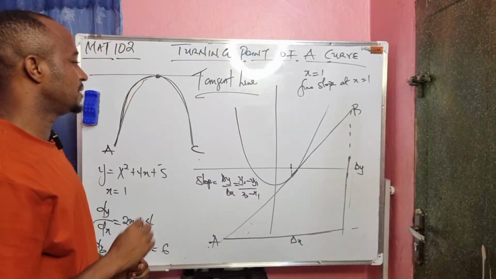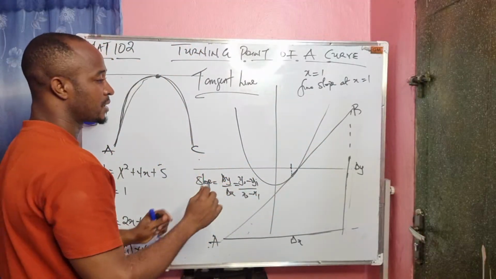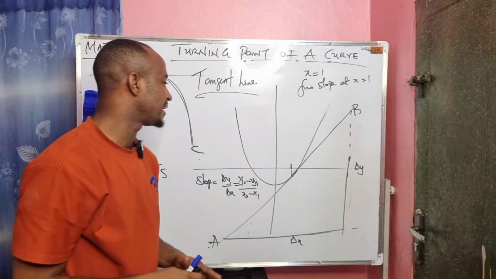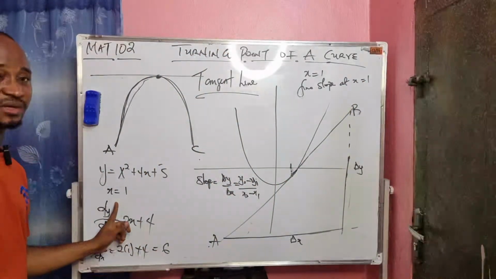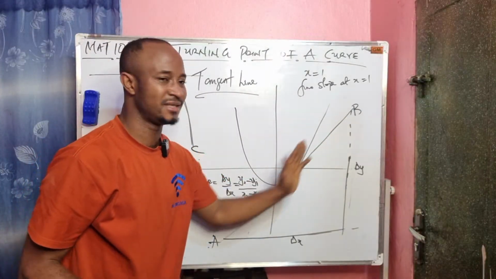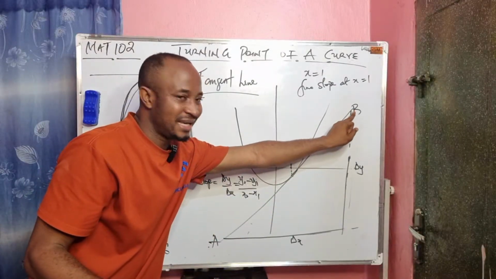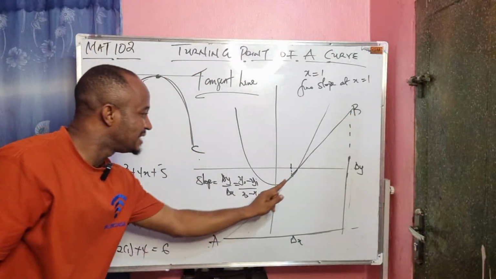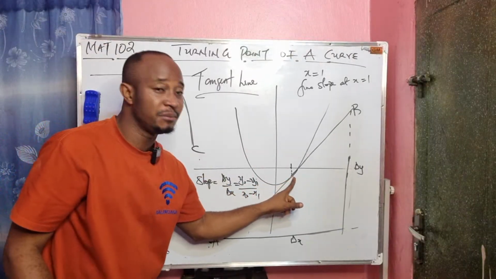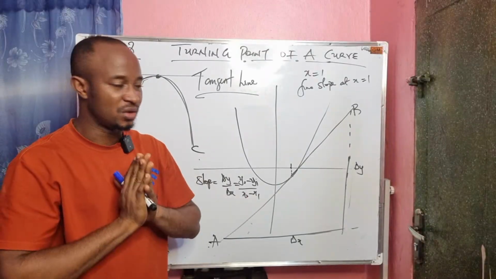So whenever we have a curve, we can determine the slope of that curve by taking note of the point of interest. The point of interest will tell us where the tangent line has to pass through. The slope of this tangent line you are seeing at this point is equal to the slope of this curve at that same point. That is how to find the slope of a quadratic curve.